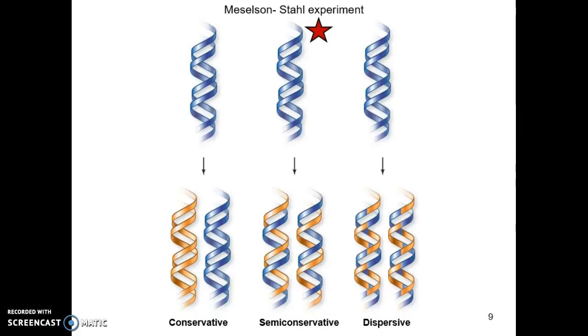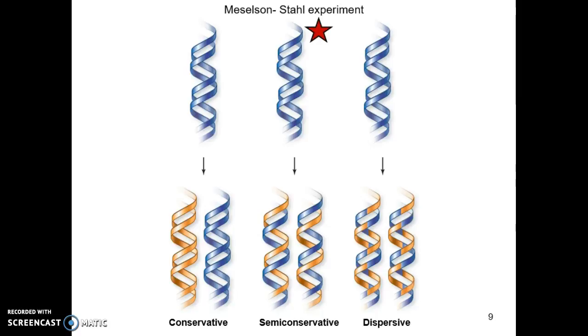The Meselson-Stahl experiment showed that DNA replication is what we call semi-conservative. This strand here will rip open. It will be broken apart and it will open up. When it opens up, one side acts as a template for this gold-colored information here. The other side acts as a template for the gold-colored information over here. That's how we get our two strands.